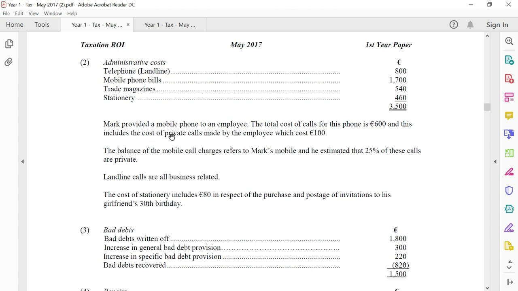So Mark provided a mobile phone to an employee. The total cost of the calls for this phone is 600, and this includes the cost of private calls made by the employee, which cost €100. I would imagine students in the exam are going to add back the private call element of €100, but that would be incorrect. It is okay for an employer to take a deduction for costs in relation to the employee. They're incidental. It's not major. I wouldn't necessarily have an issue with that.